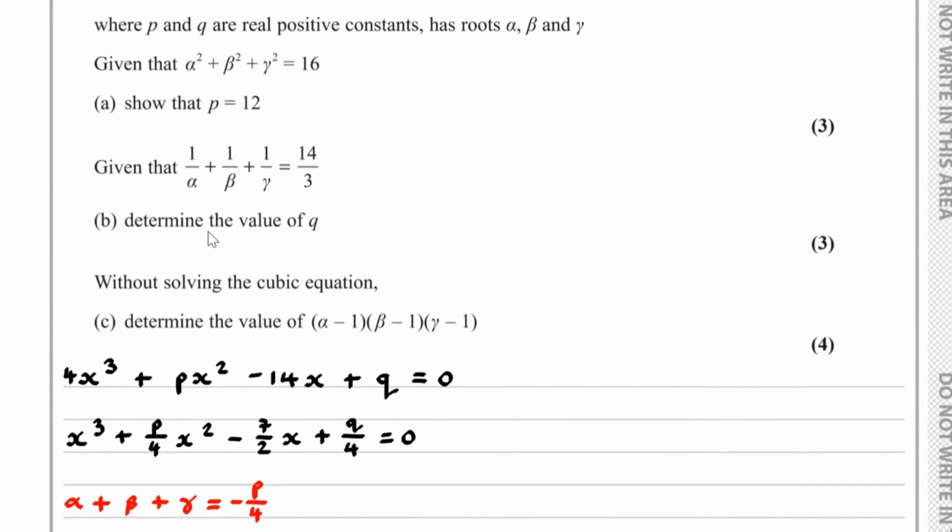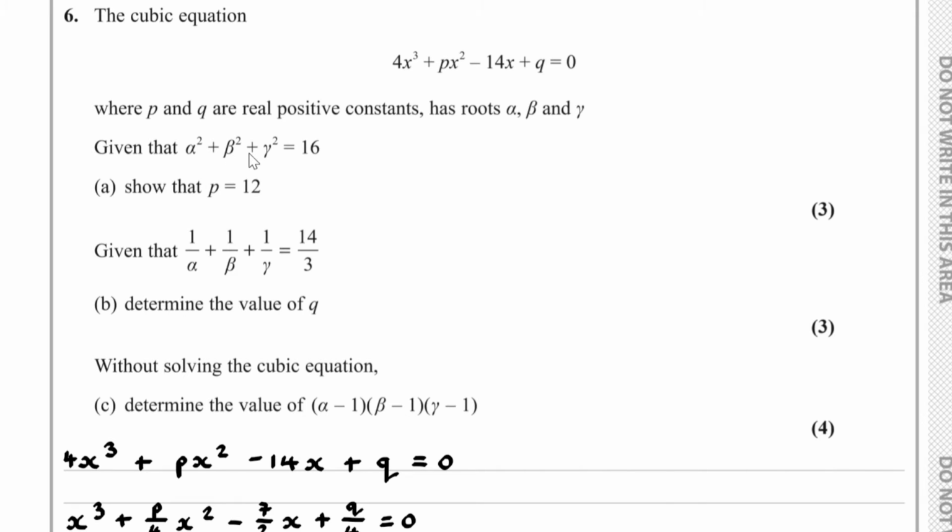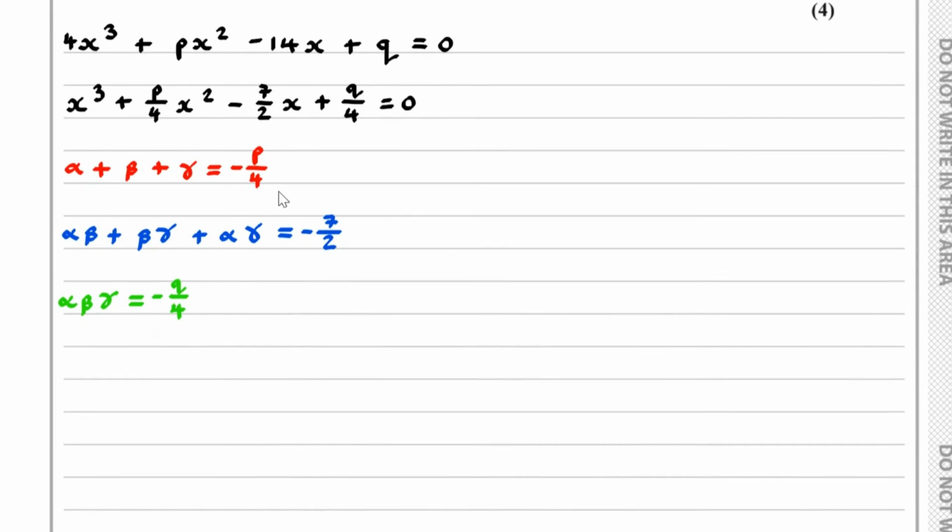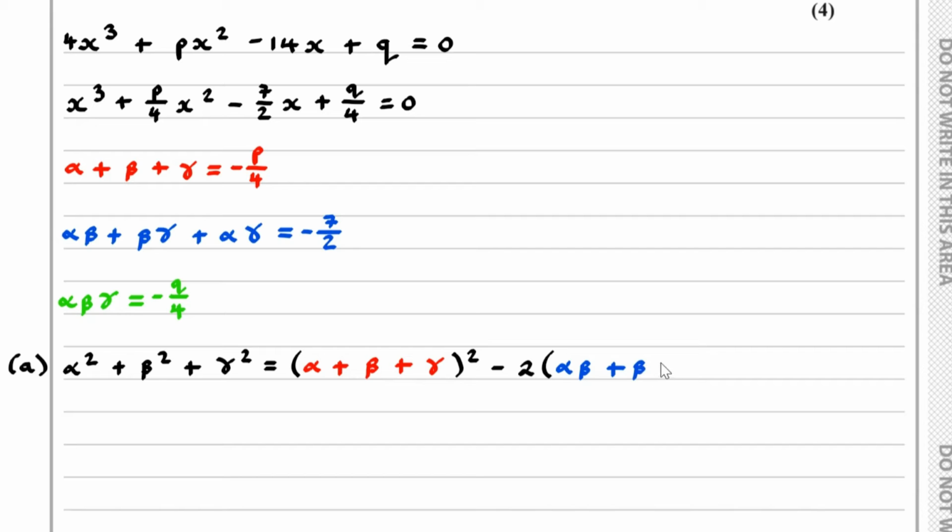And knowing that, if we want to find out what alpha squared plus beta squared plus gamma squared is, usually what we would do here is write alpha squared plus beta squared plus gamma squared equals alpha plus beta plus gamma, all squared, minus 2 multiplied by alpha beta plus beta gamma plus alpha gamma.